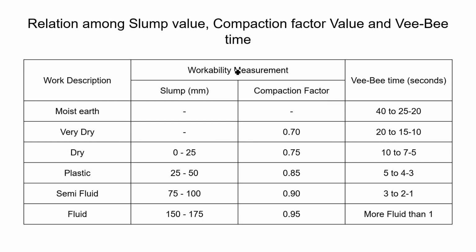So, now if we compare the slump value, compaction factor value, and VV value, we can say as the slump and compaction factor increase, the workability increases, but for VV time, we can see that if the time decreases, the workability increases. So, we can say if the slump increases, the compaction factor also increases, and if the slump increases, the VV time decreases.